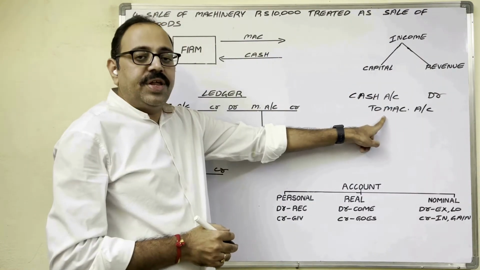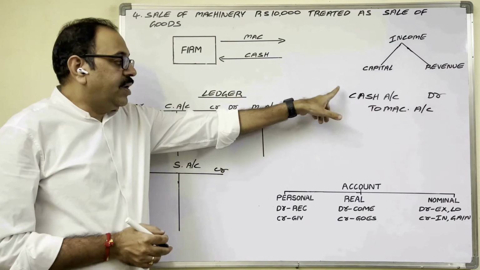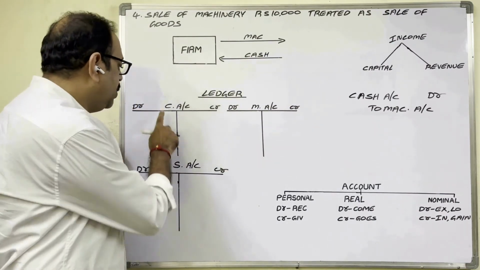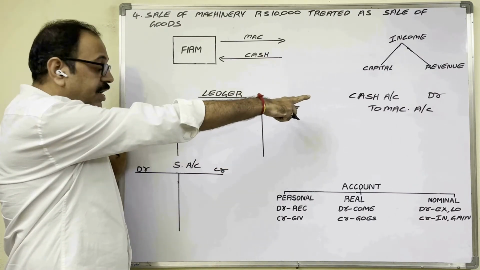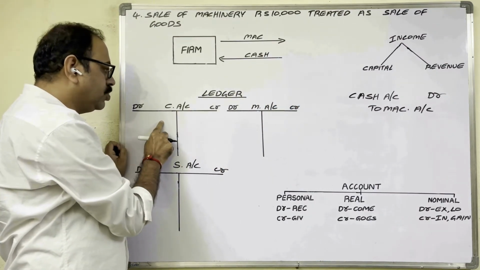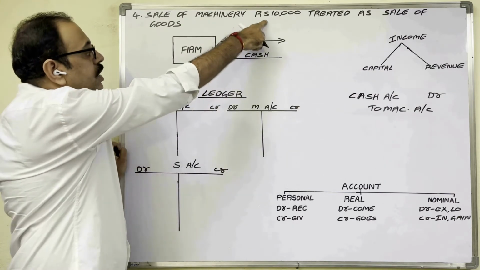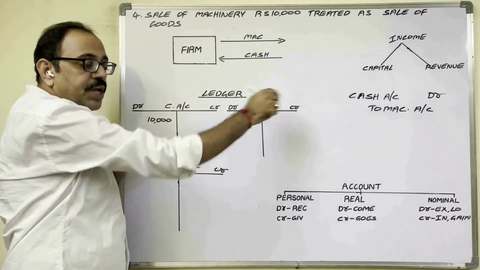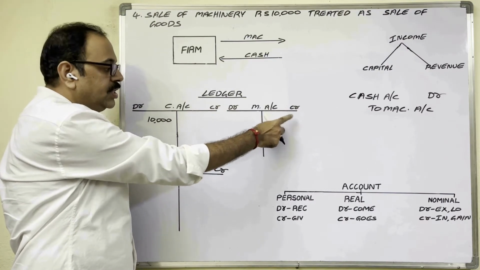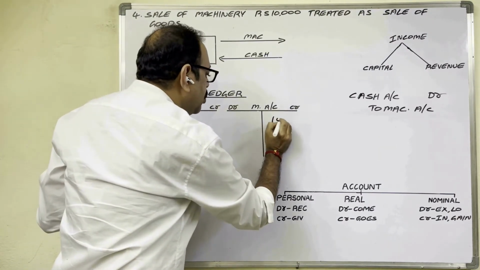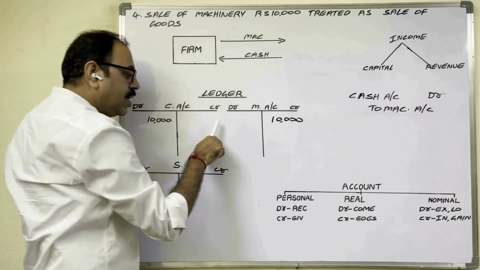This is the correct entry. Then think about posting. In the cash account and machinery account, we should post this entry. As cash is debited, in the cash account, on the debit side we should post: to machinery account, 10,000 rupees. The machinery account is credited. Therefore, in the machinery account, on the credit side we should post: by cash, 10,000 rupees. Correct entry, correct posting.